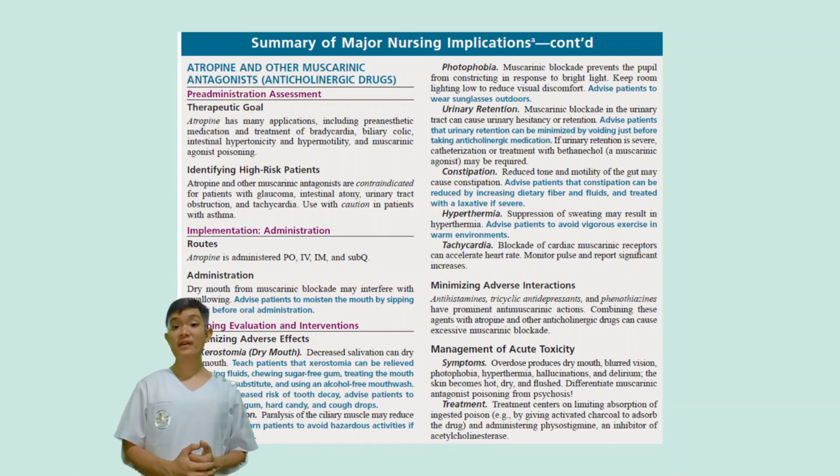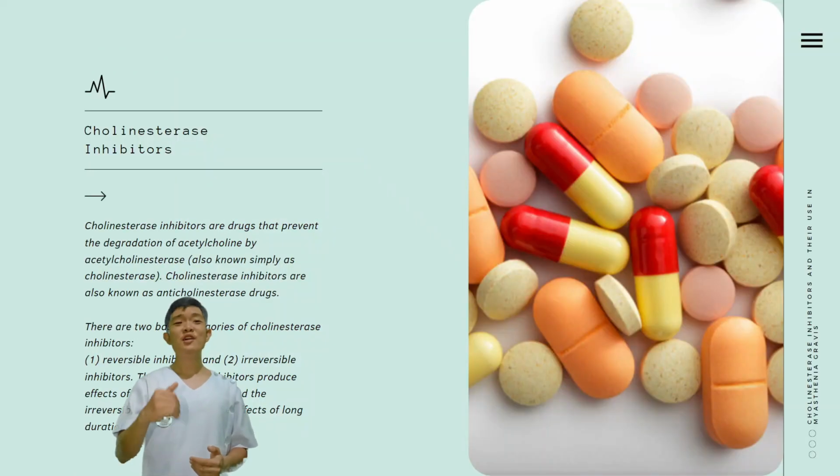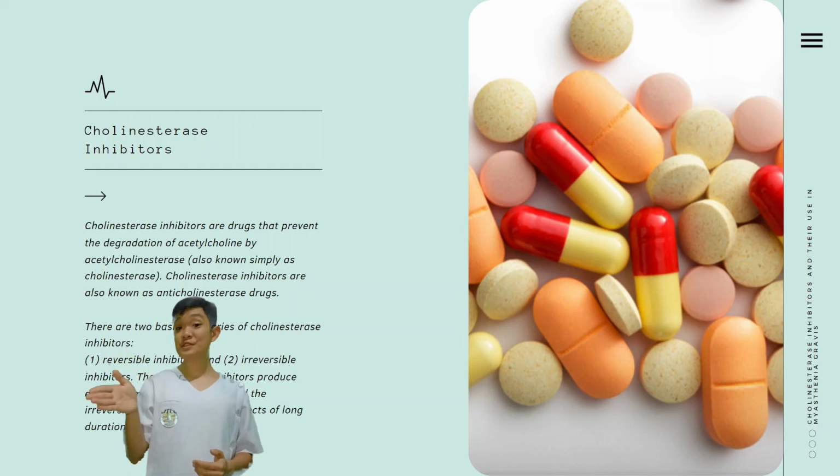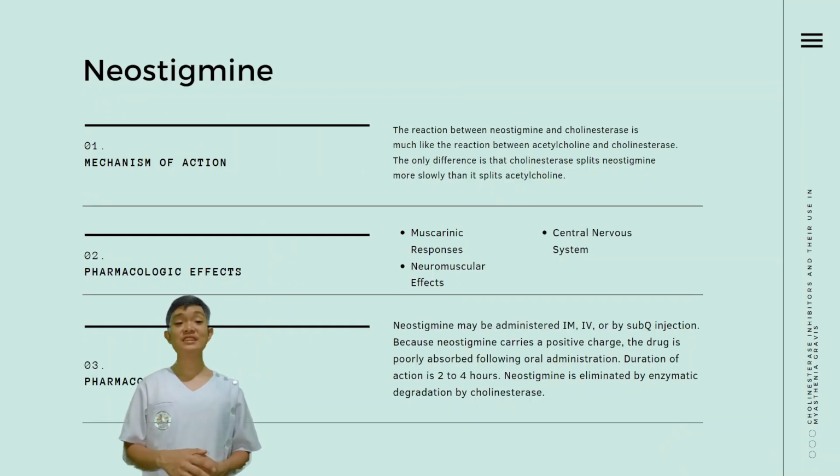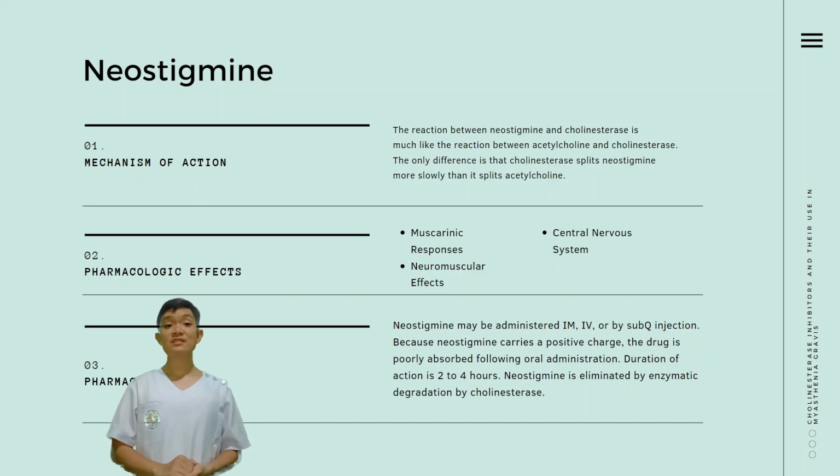Cholinesterase inhibitors prevent acetylcholine degradation by acetylcholinesterase. There are two types, reversible and irreversible inhibitors, with reversible producing moderate effects and irreversible producing long-lasting effects. Neostigmine is a cholinesterase inhibitor that slows down the degradation of acetylcholine, producing effects that are similar to acetylcholine. It has muscarinic, neuromuscular, and central nervous system effects.